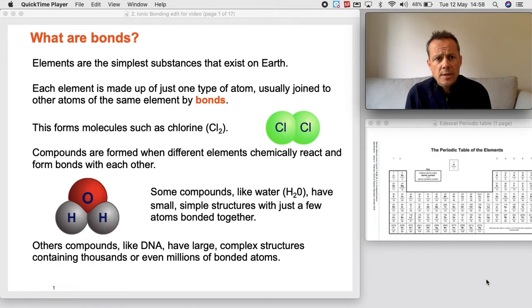So have a look at this first slide here. We're going to look at the idea of what bonds actually are. Very few elements will actually exist as a single atom. They will normally be bonded to something else, and the reason they are bonded to something else is because they are unstable. That's the first thing we're going to look at today as we build up our understanding of ions.